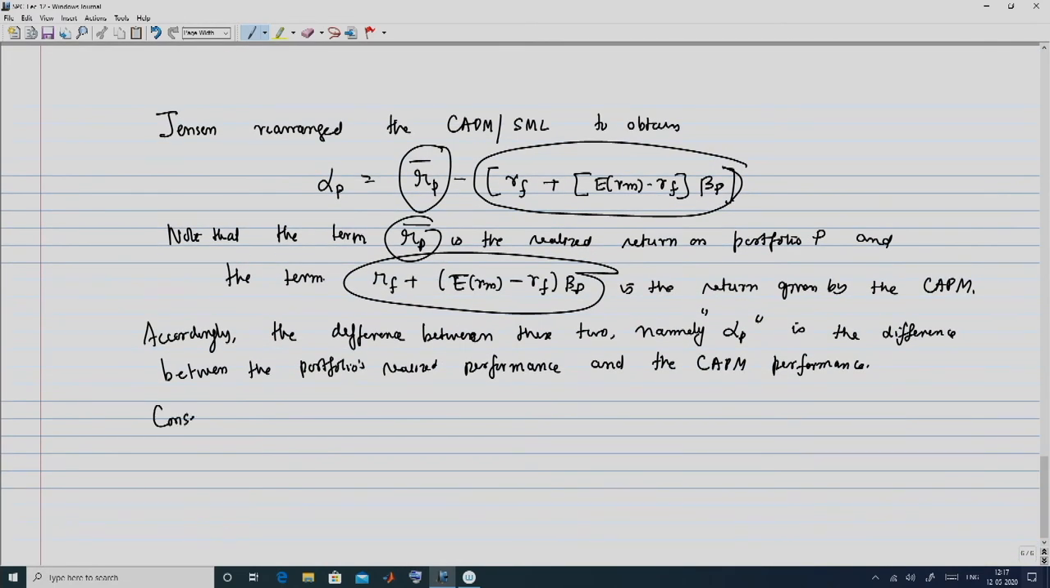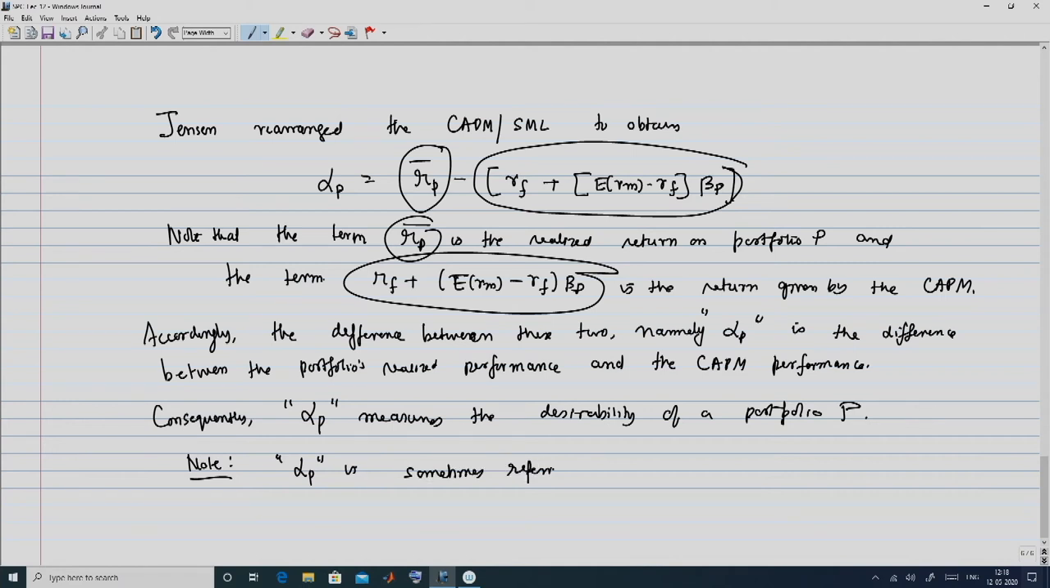Consequently, this term alpha P measures the desirability of a portfolio P. And note that alpha P is sometimes referred to as Jensen's Alpha.